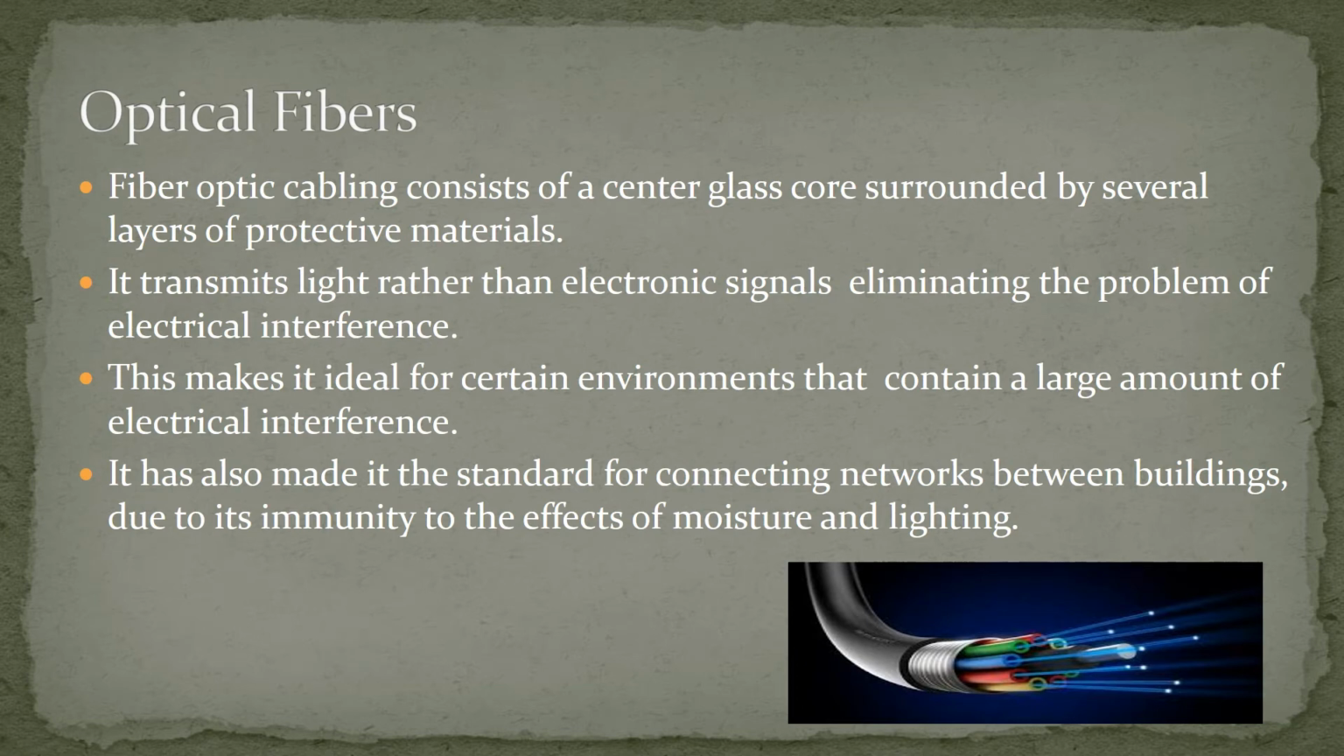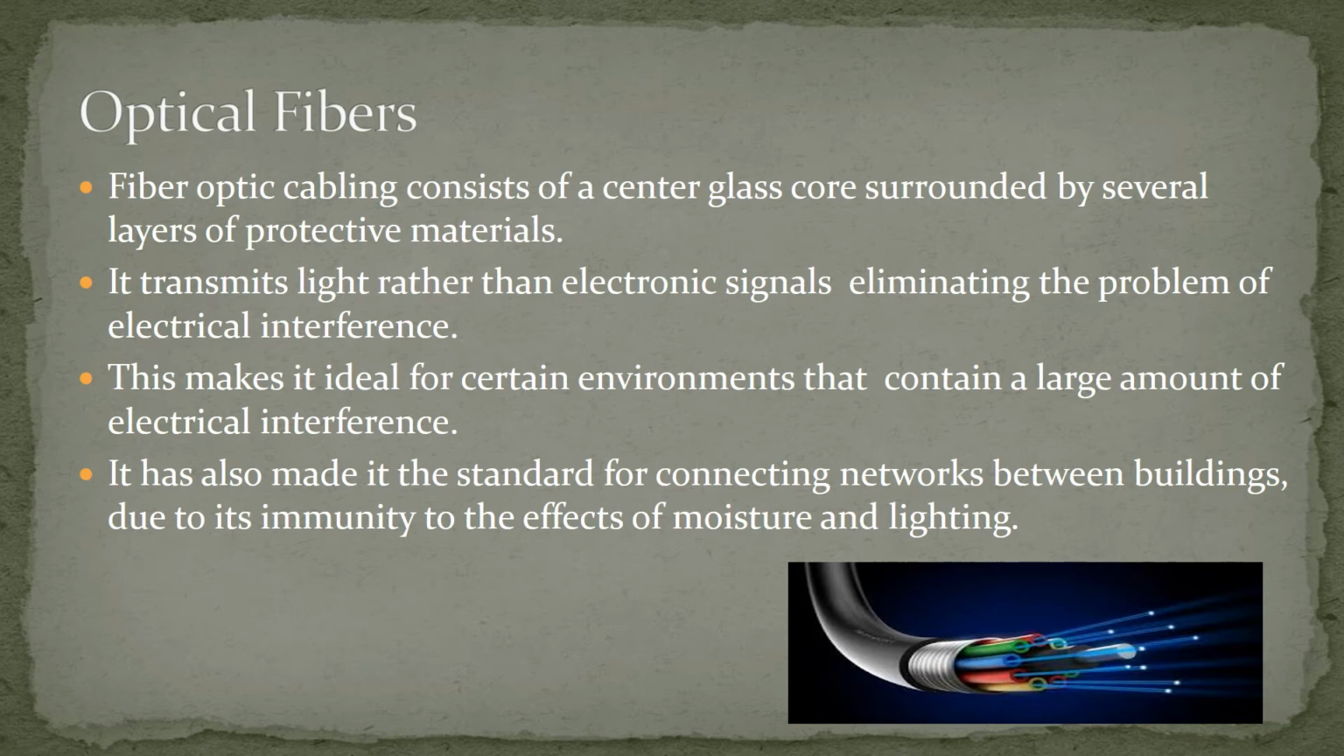Now optical fibers. This is the most advanced wired technology we have as of now. The fiber optic cable contains a center glass core surrounded by several layers of protective materials. In between, the innermost layer of the wire is nothing but a reflection glass. It is surrounded by a protective insulation.